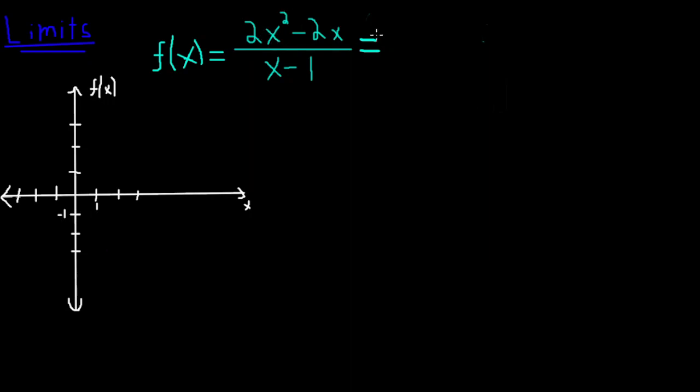We can just factor that 2x out of the numerator. That's 2x times x minus 1 divided by x minus 1. Now, what if I asked you what f of 1 is? Well, if you plug in 1, you get 2 times 1, which is 2, and then times 1 minus 1, which is 0. And then the denominator is going to be 1 minus 1, so it's 0. So f of 1 doesn't exist, because you can't divide 0 by 0.